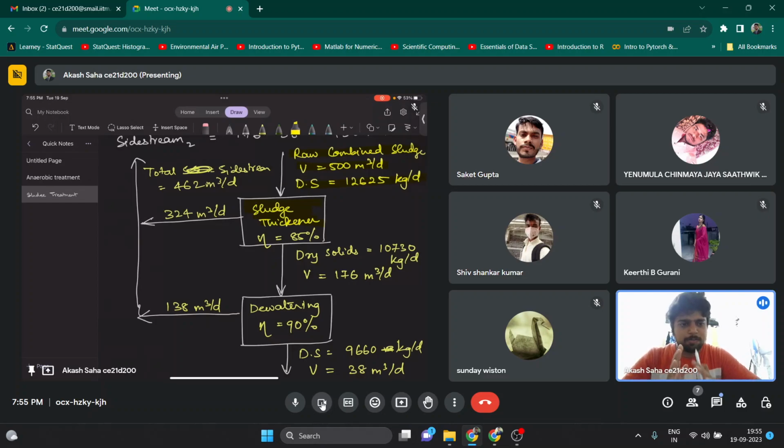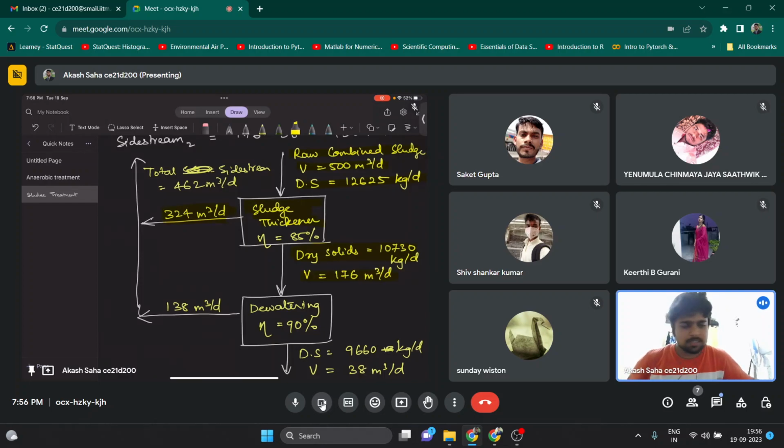So 85% of the total solids will be separated in the sludge thickener, and the rest 15% with most of the water will come out as side stream. This side stream carries the 15% of the solids and most of the water, whereas the dry solids after 85% capture will come out of the sludge thickener. The corresponding volume will be 176 meter cube per day.